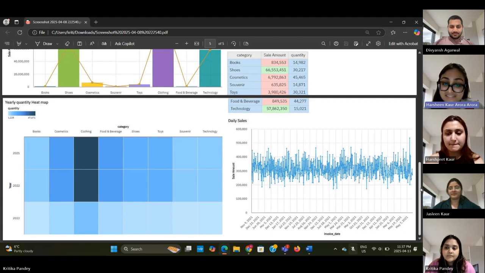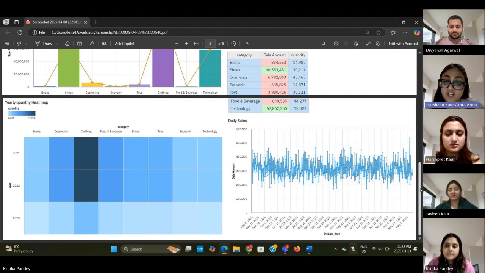Looking at the daily sales trend from 2021 to 2023, we observed a stable revenue stream with regular spikes during holidays, campaigns, or weekends. Importantly, there were no significant dips, indicating reliability and consistent customer engagement.